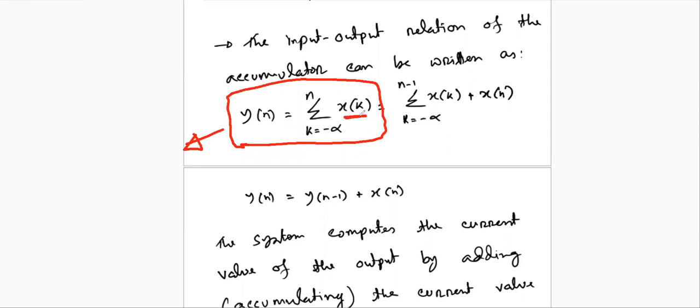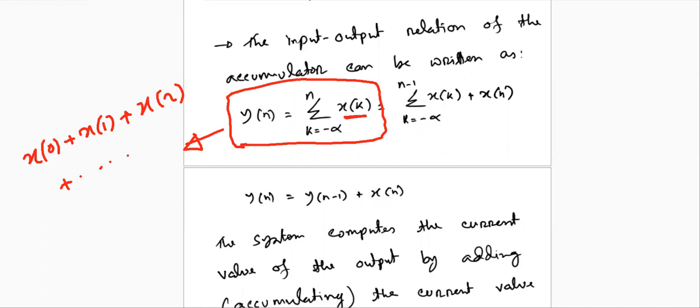What does it mean? You have a number of inputs and you are summing them up. For example, you have x0, then x1, then x2, something like that, and you are summing all those things up to infinity. If you want to sum up all those things, how many memories do you need? For this kind of summation, you need an infinite number of memories.